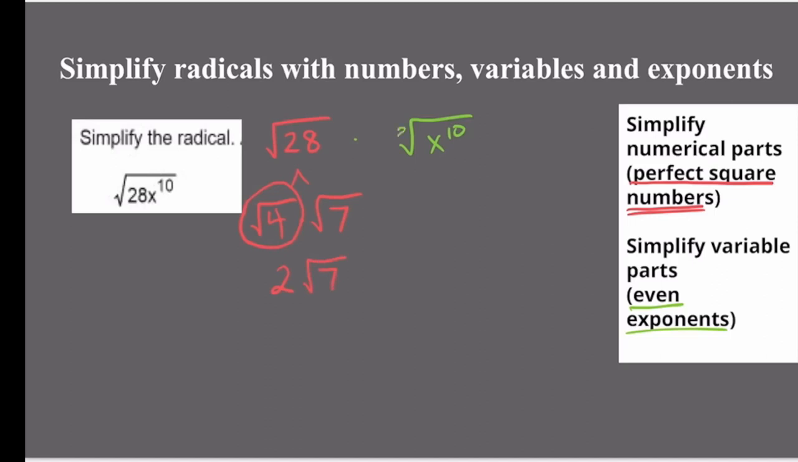X to the 10th has an even exponent. So I know I'm going to have to divide. 10 divided by 2 is 5, which means that's a perfect square, and I get x to the 5th.